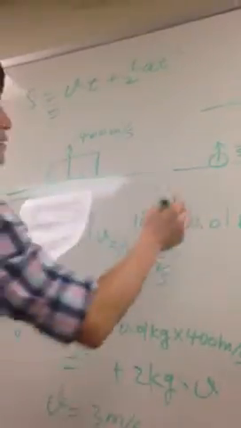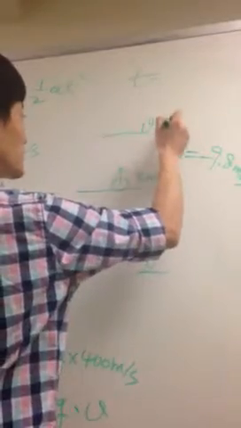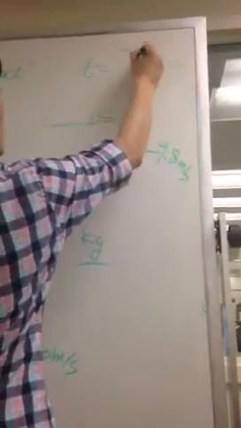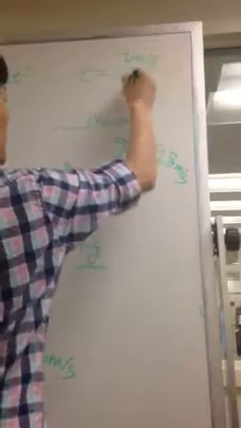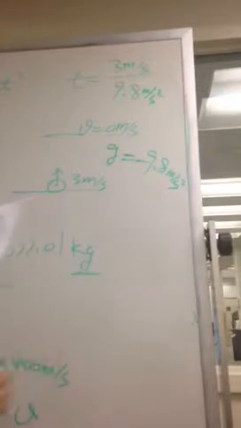That's the formula we need to use. First we need to calculate the time. The time is when you reach the highest point, it will become 0 meter per second. So the time will be 3 meter per second divided by 9.8 meter per second square, right?